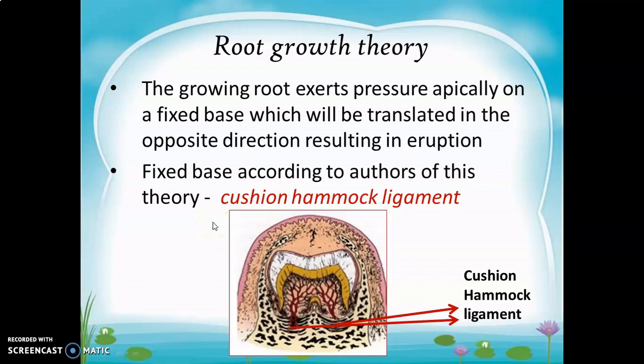The third theory of eruption is root growth theory. According to this theory, growing root exerts pressure apically on a fixed base, which can be translated in the opposite direction, resulting in eruption of tooth. And according to the authors of this theory, the fixed base is something known as cushion hammock ligament. And they said it is a sling-like structure which is present in the apical area of growing root.